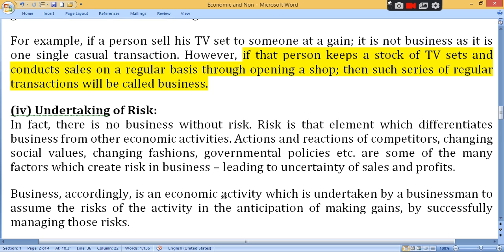Action and reaction of competitors, changing social values, changing fashions, government policies, clear, taste and preference of the consumers, the threat from the competitors, changing social values are some of the many factors which create risk, uncertainty. Clear? So it is an economic activity undertaken by businessmen who assume the risk of the activity in anticipation of making gain by successfully managing those risks. Listen, managing those risks means you cannot totally avoid the risk, but you can reduce the risk through certain steps.